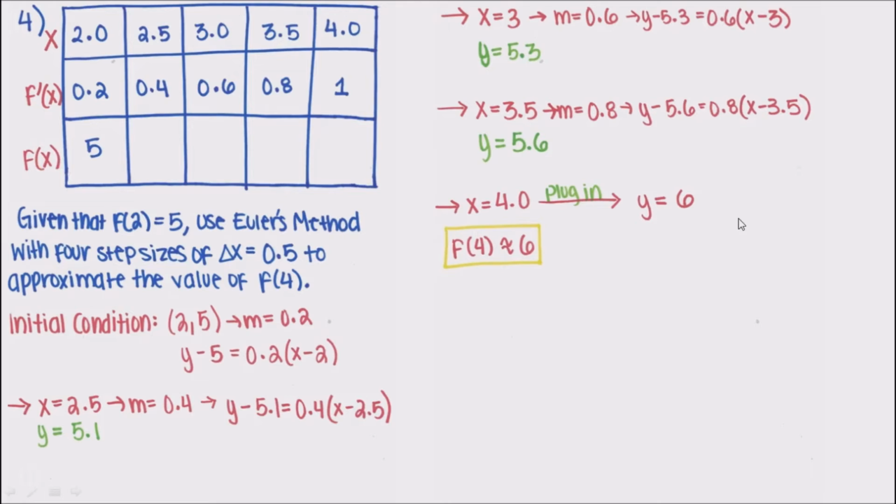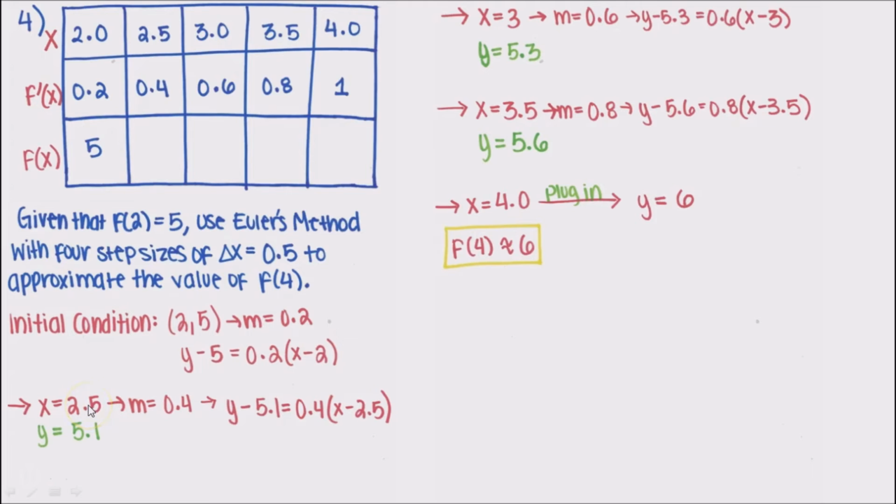So in order to make a tangent line for the initial condition 2, 5, we're going to need the slope at this point, and this is where the table comes in. We know that x equals 2, our slope, or f prime of x, is 0.2. So using this, we can use point slope form, or really any form, to create a tangent line. And then, of course, we all know how to do Euler's method.